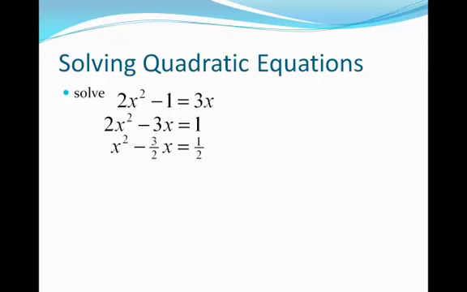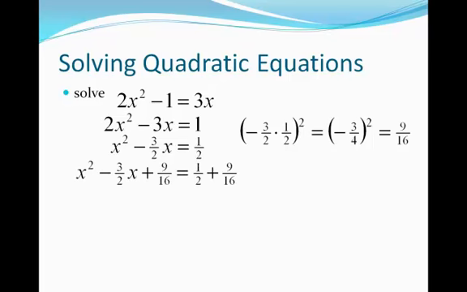Alright, so the next step, we need to find our magic number. So I'm looking at the linear term, the minus 3 halves x, and I need to take that, divide it by 2, and square it. So let's do that. I'm going to take negative 3 halves, divide it by 2, and square it. When you divide it by 2, you get a negative 3/4. And when you square that, you get 9/16. Now remember, that guy is our magic number. We need to add it to both sides. So let's go ahead and do that.